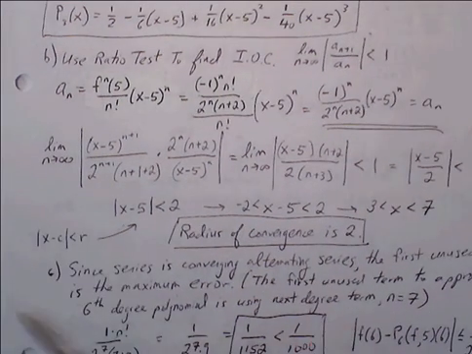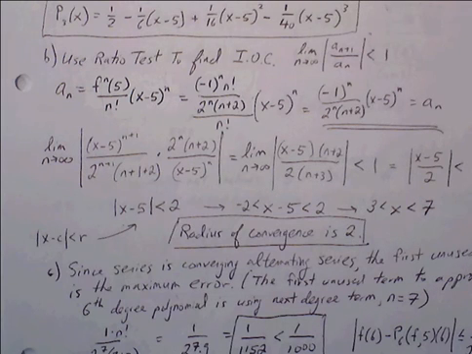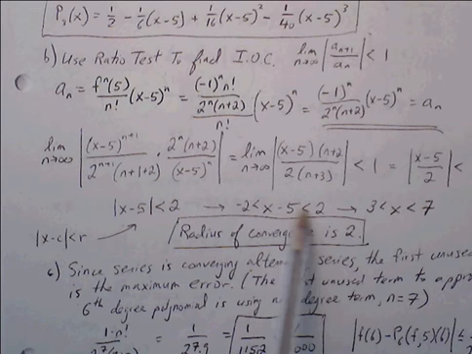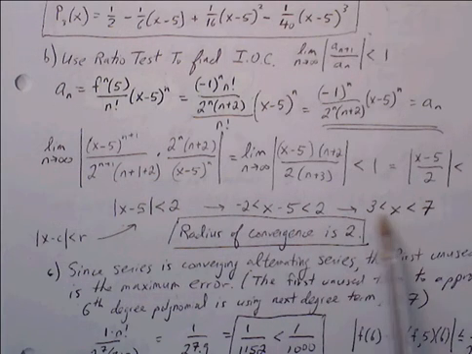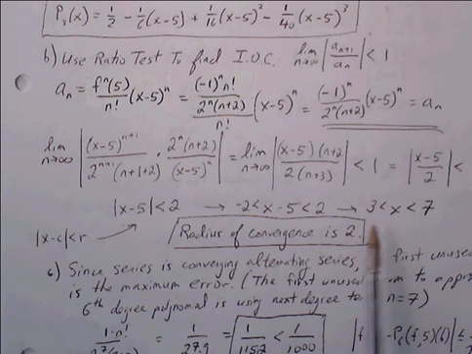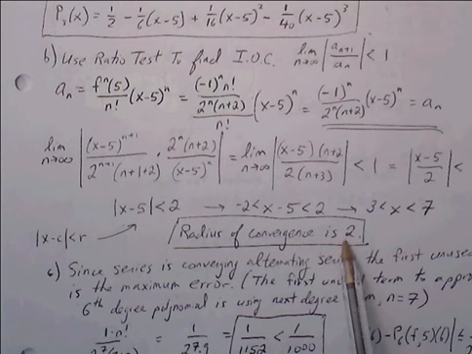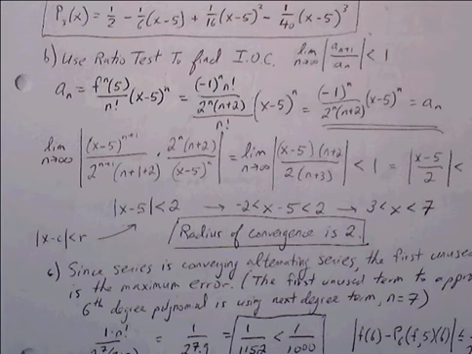Now if we were to go a little bit further to find the interval of convergence, then we would put x minus 5 between negative 2 and 2, add 5 to both sides, and we get x between 3 and 7. And then we would still have to test the endpoints. But in this case, a radius of convergence of 2 is going to be sufficient for the answer. All right, part C.